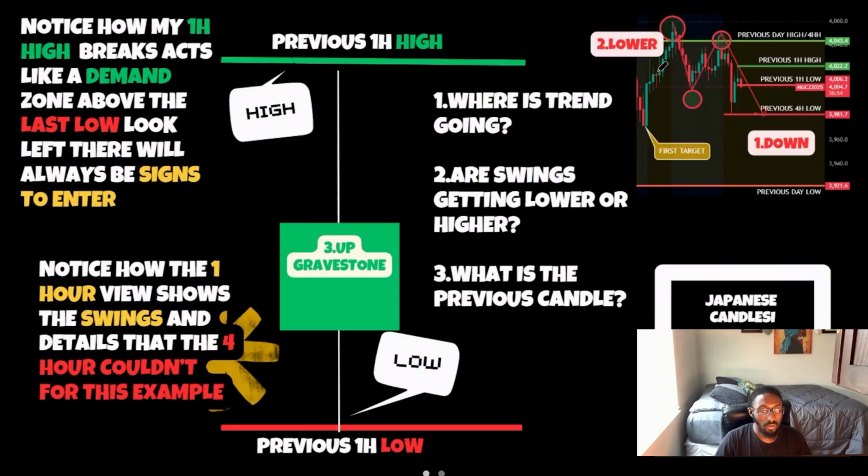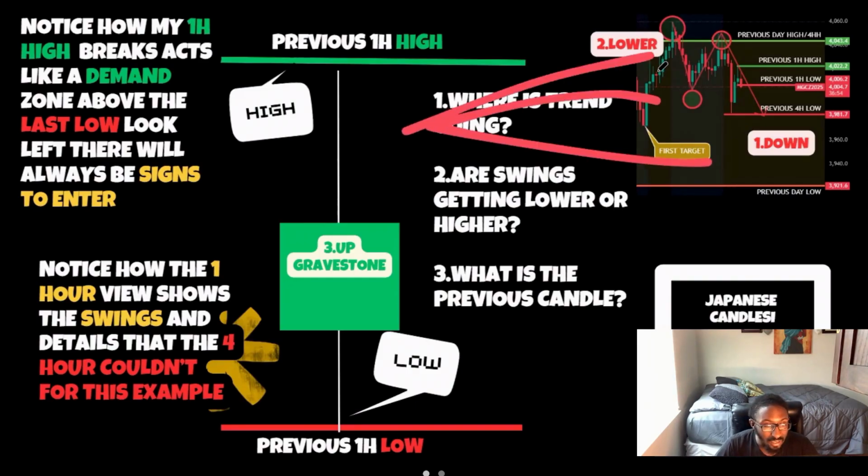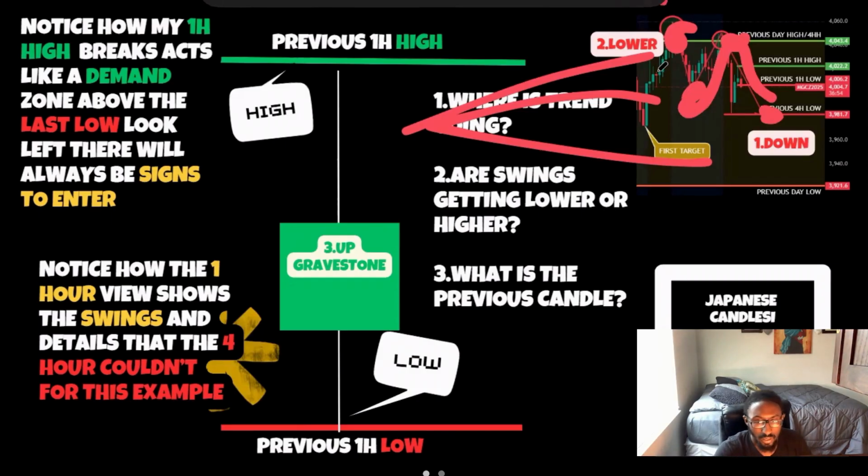Now let's check out the 1 hour. Notice how my 1 hour high acts like a demand zone above the last low. Look left. There will always be signs to enter, right? But when we say look left, we don't need to be on the computer. We don't need to see everything over here. When we say look left, we need to see, all right, this where I'm at. Let me just backtrack it. Let me trace up. Let me backtrack it. Let me go up. Okay, that's my last high. Where I come from, it's my last low. 1, 2, 3. Boom. You know?